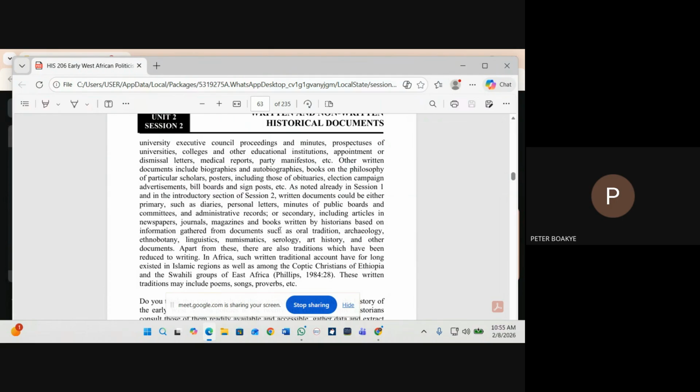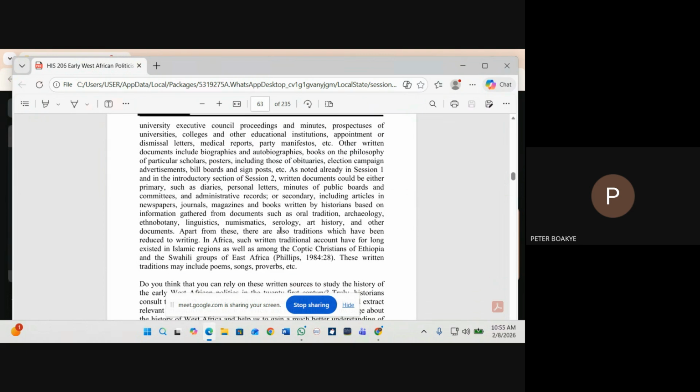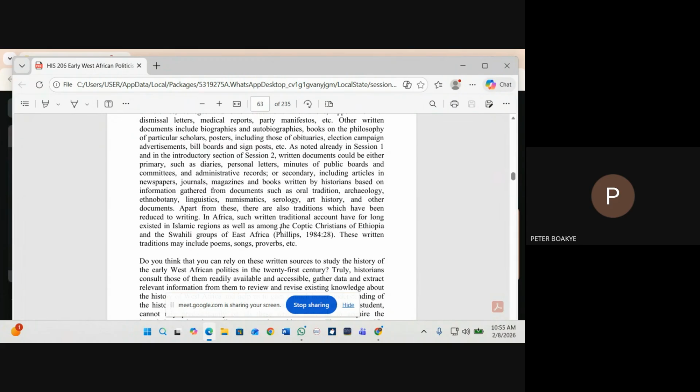That's noted already in session 1 and in the introductory section of this unit session. Written documents could either be primary, such as diaries, personal letters, minutes of meetings, minutes of boards and committees and administrative records, or secondary, including articles in newspapers, journals, magazines, and books written by historians based on information gathered from documents, such as oral tradition, archaeology, ethnobotany, linguistics, and what have you.